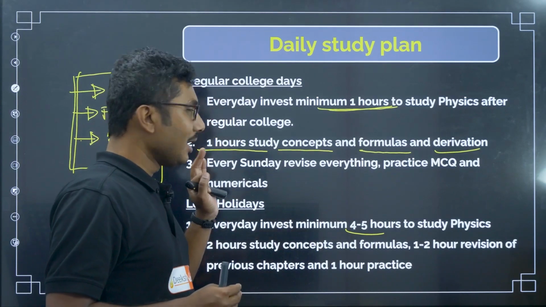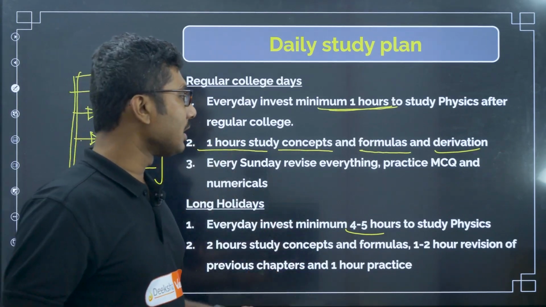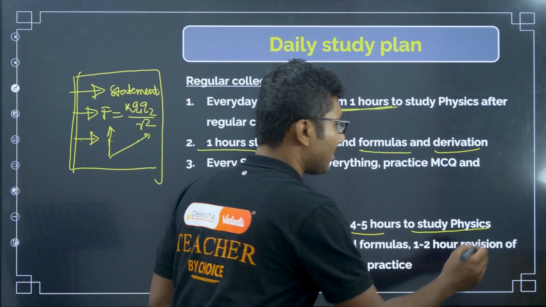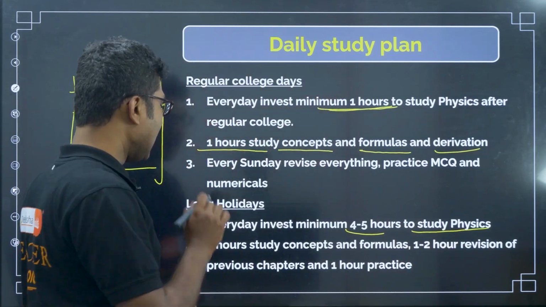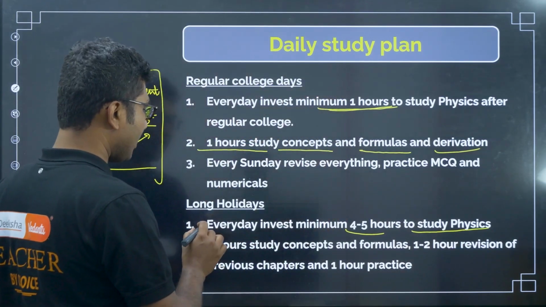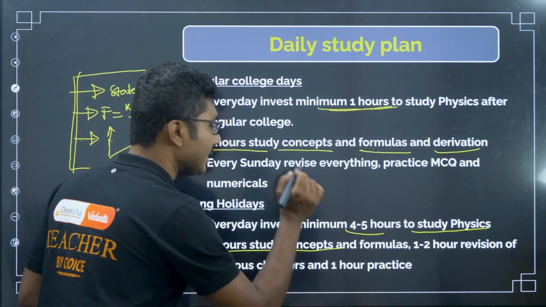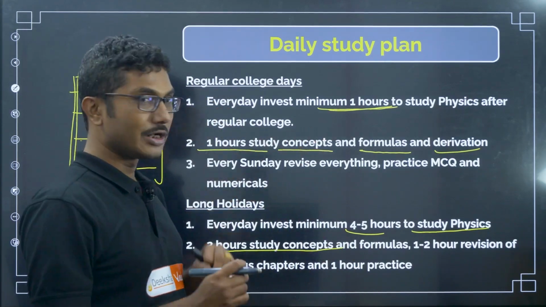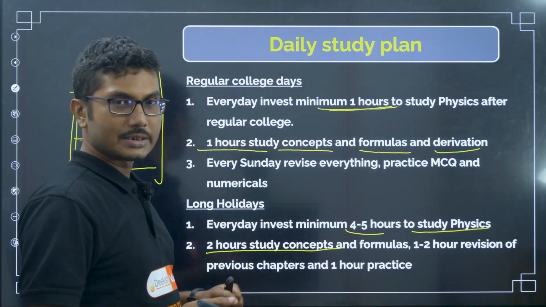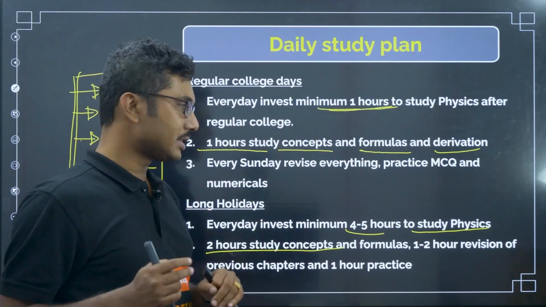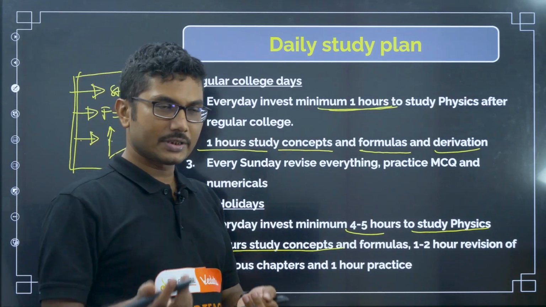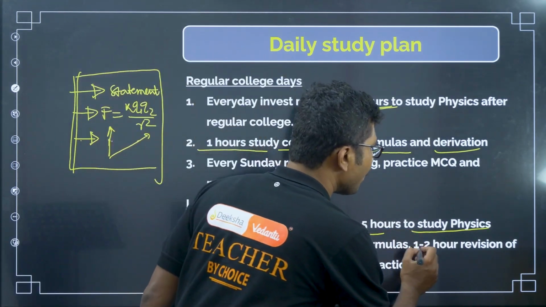So during that time, during those long holidays, you have to study physics 4 to 5 hours every day, right? Next, during that 4 to 5 hours, what you have to do, 2 hours to study concepts. Previously you were doing 1 hour during regular college days, now you have to do 2 hours studying concepts, formulas, derivations, okay.